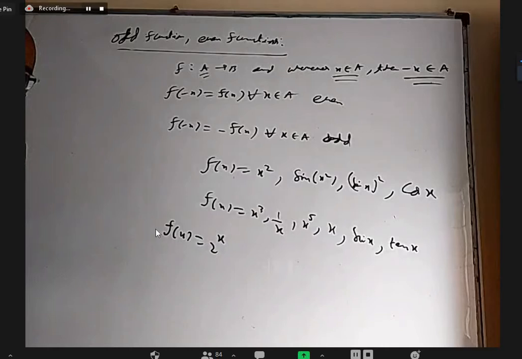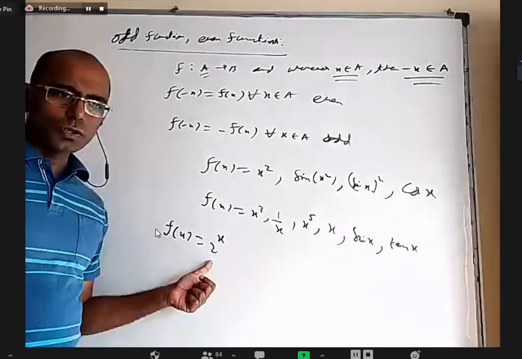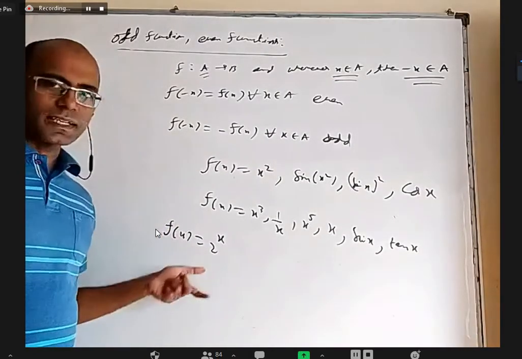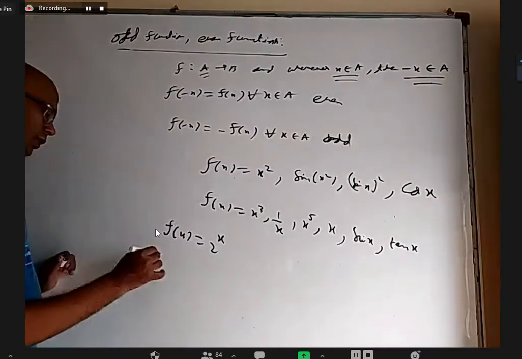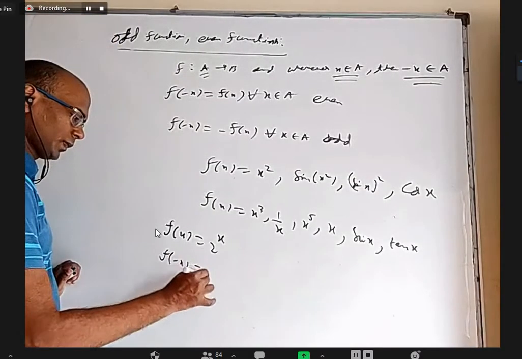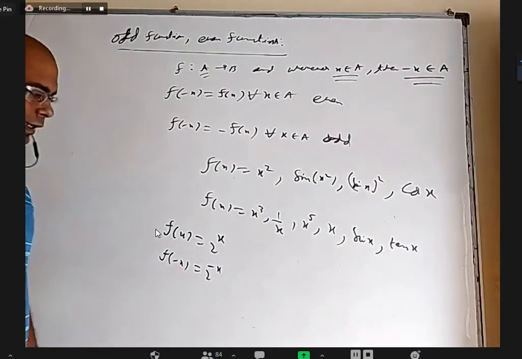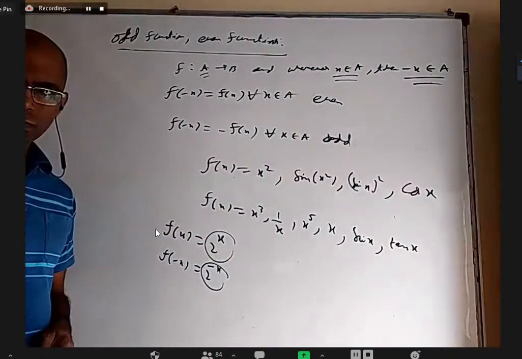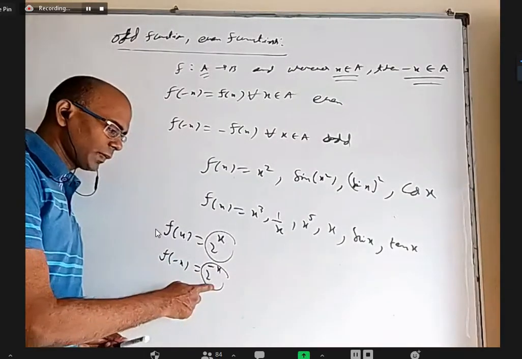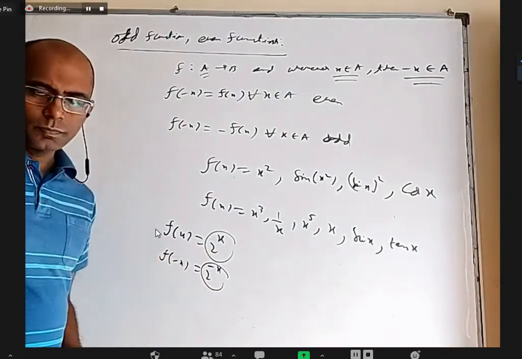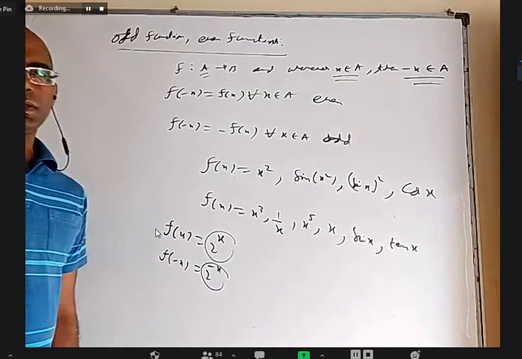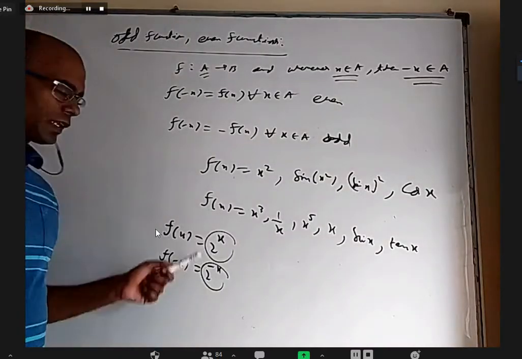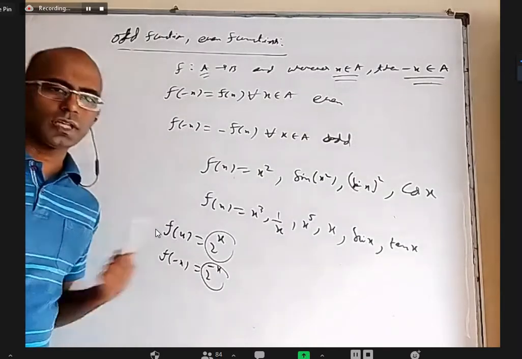Now, if I take f of x equal to 2 power x, replace x with minus x. That is f of minus x, which is 2 power minus x. Tell me, is 2 power minus x equal to 2 power x? No, sir. Not equal. Is this the negative of this itself? No, sir. So they are not equal, and one is not the negative of the other. So they are neither even nor odd.